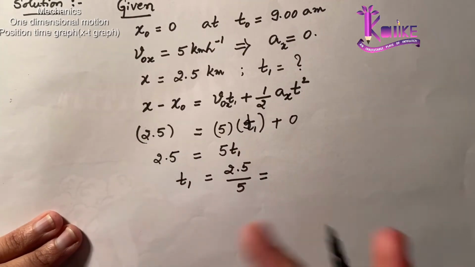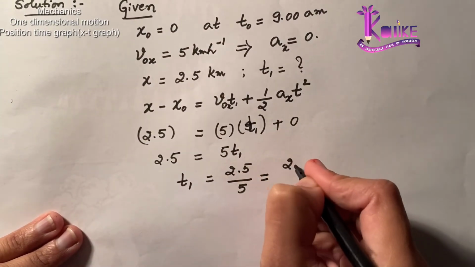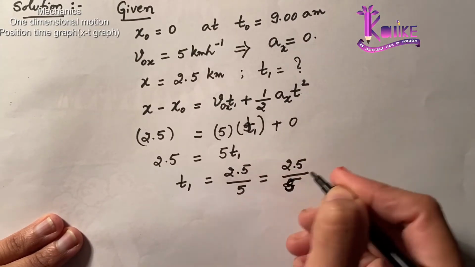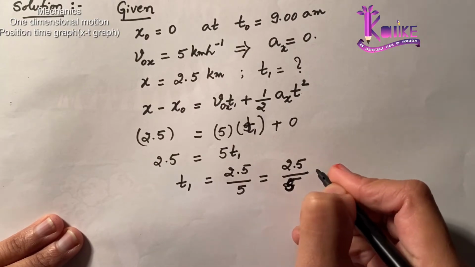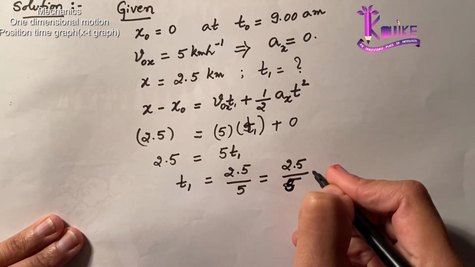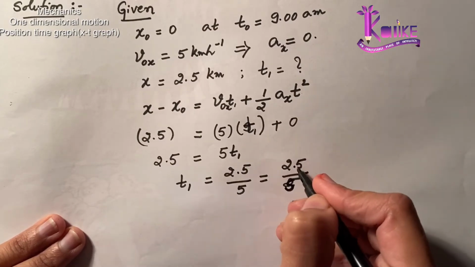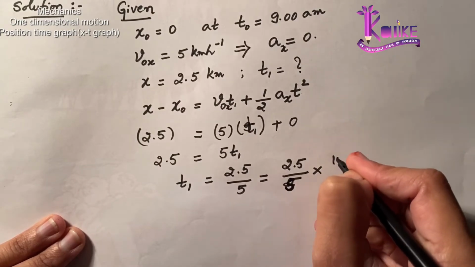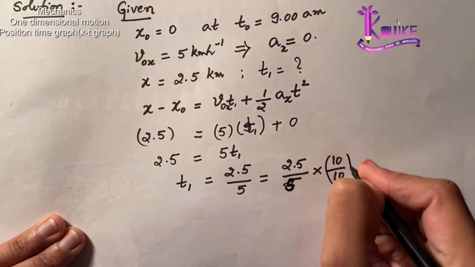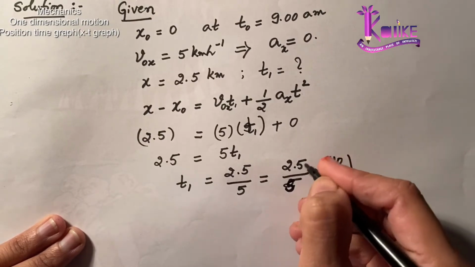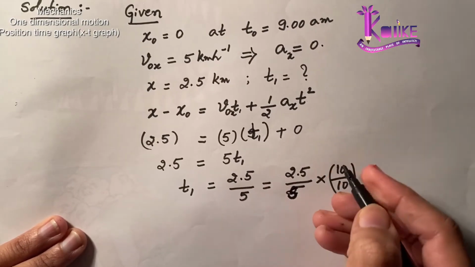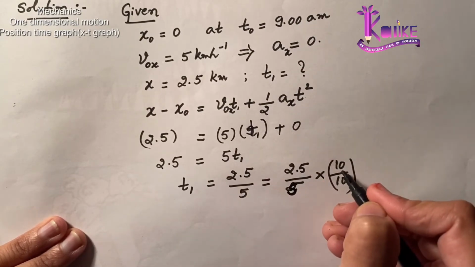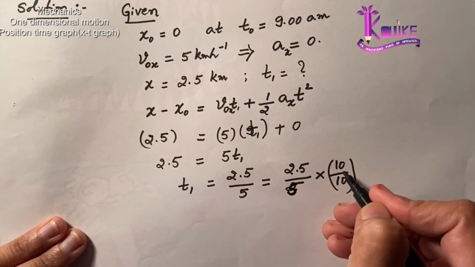Now, since you have a decimal in the numerator, in order to remove the decimal, we have to multiply by a number that has a single 0. There is a decimal point after one digit. So, I multiply the numerator and the denominator by 10 by 10, which is nothing but 1, so it is as good as writing 2.5 divided by 5. Why am I multiplying it by 10 by 10? Because you have a decimal point after one digit, so you have to multiply it by a number that has got a single 0.